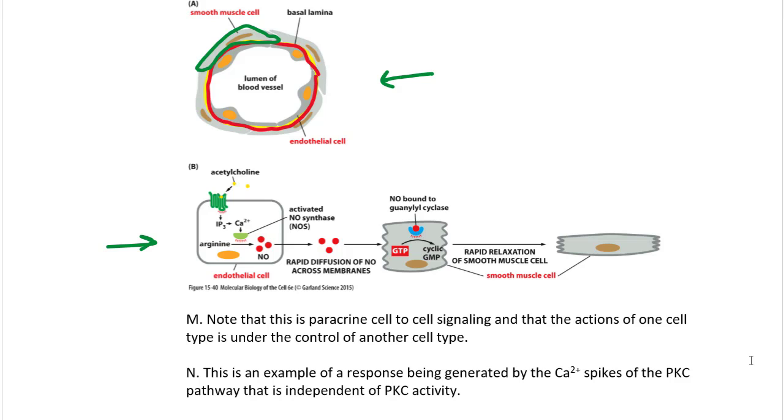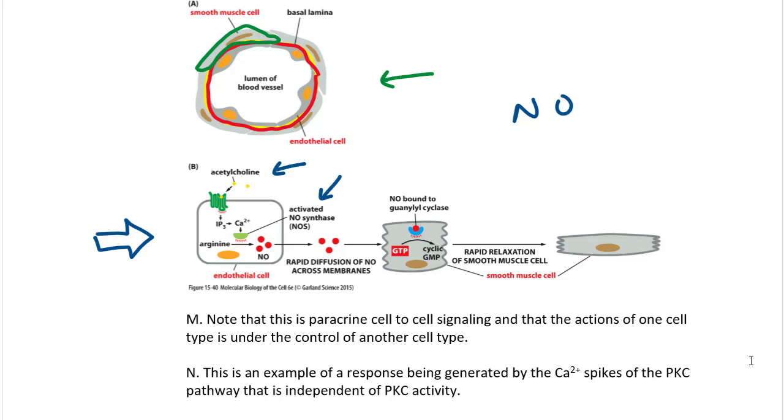Now the signal will start right here in the endothelial cells, where acetylcholine will bind to G-protein coupled receptors on the surface of endothelial cells, and that will lead to activation of GQ, which will lead to IP3 production, which will lead to everything that we talked about previously with the PKC pathway. But instead, when calcium levels go up, another thing happens where NO is made by NO synthase using arginine. NO is a small nonpolar molecule, and it will easily diffuse down its concentration gradient.